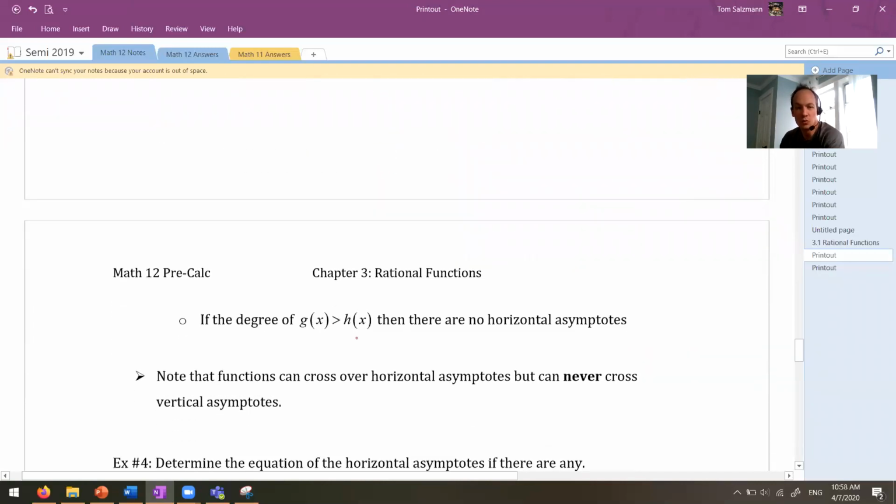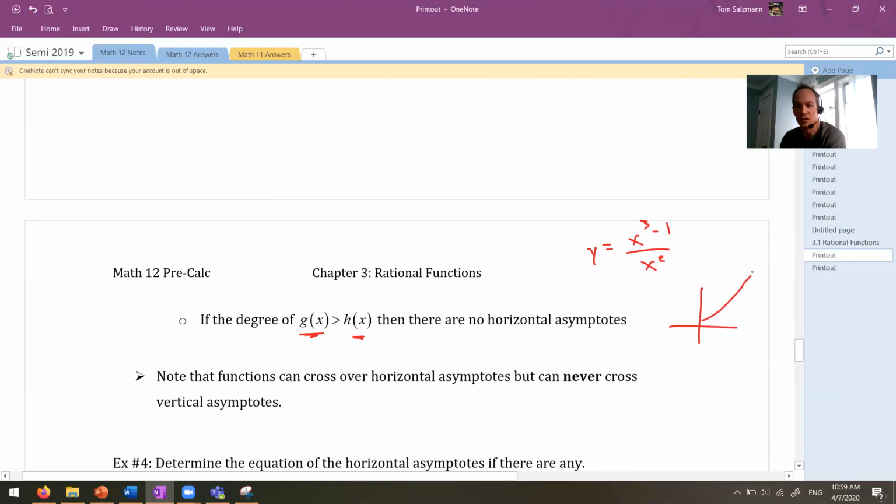If the degree of the numerator is larger than the denominator, so the degree of g of x is bigger than h of x, you're not going to have any horizontal asymptotes. I don't have an example for this one, but this could be like y equals x cubed minus 1 over x squared or something like that.